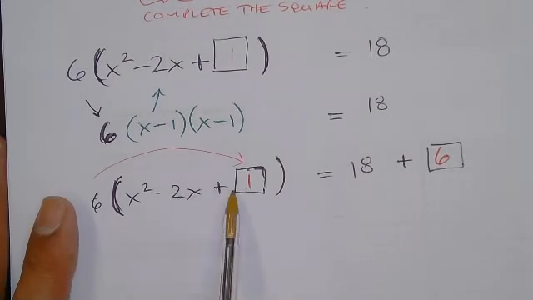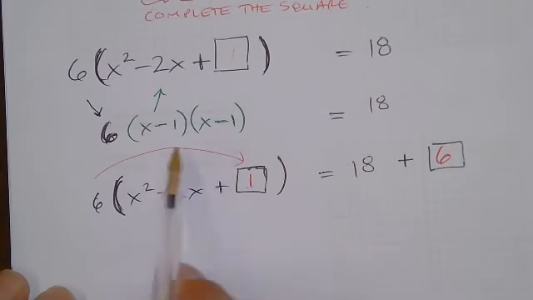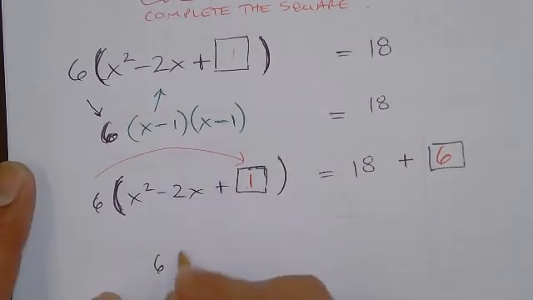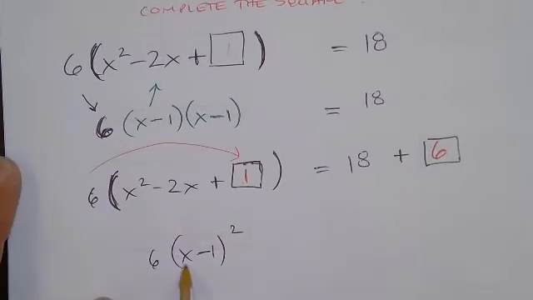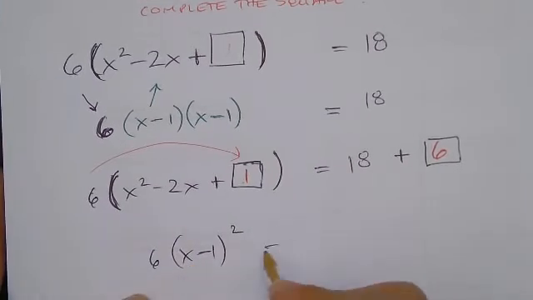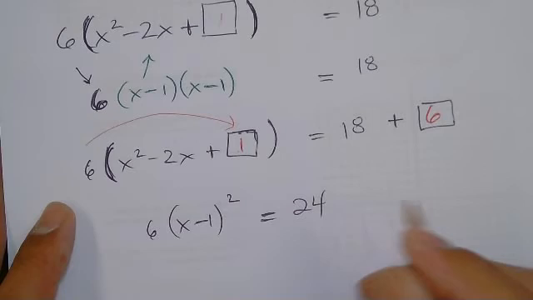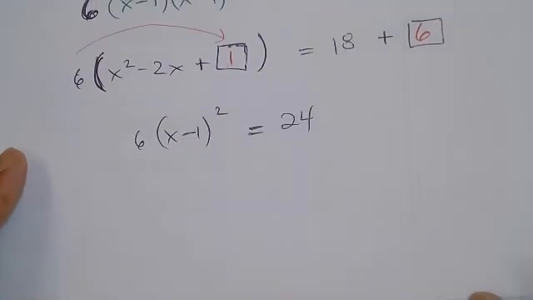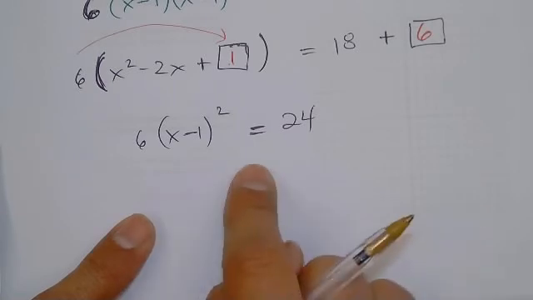There's one other part where it's new. Okay, so does everybody agree? Everybody okay with that? You add 1 here and 6 here? Okay. Now what's left on this side? Well, really, you already completed the square. So it's 6 times x minus 1 squared, like that? Don't forget that 6. 6(x minus 1) squared equals what? 24.